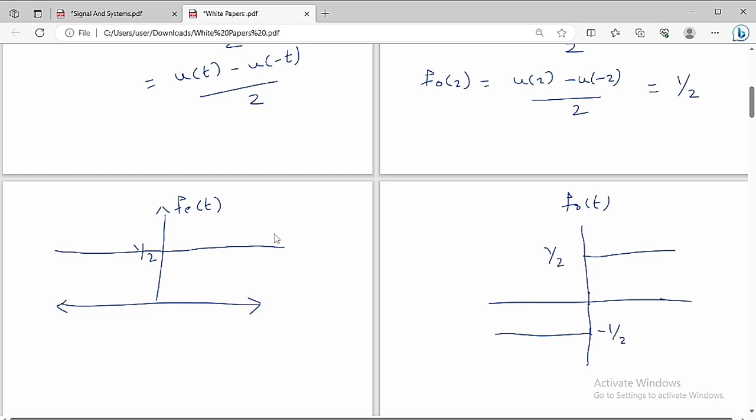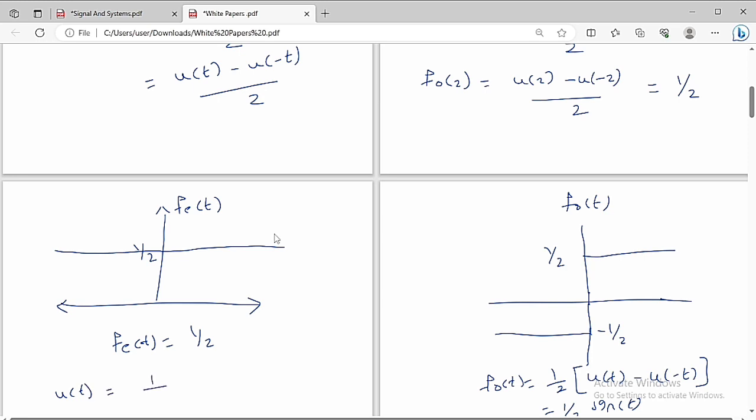So this is something more. How can you apply f of t? Finally I can write half all the time. F of t, how can I write? It is equal to half into sigma of t plus u of t minus u of minus t. So this is half into sigma of t I can write. Like this I can write. So finally what is u of t? U of t is the even part plus the odd part, which is half plus half into sigma of t.